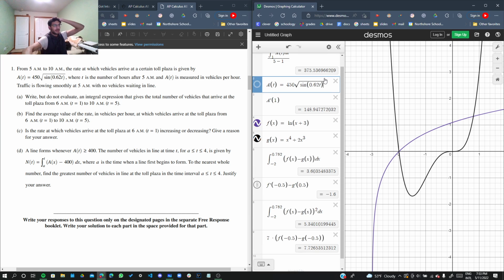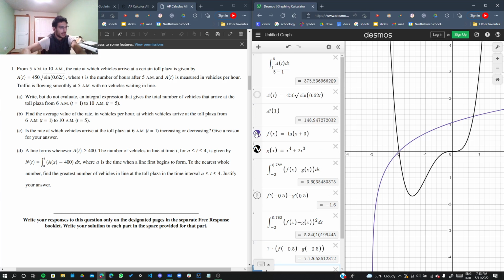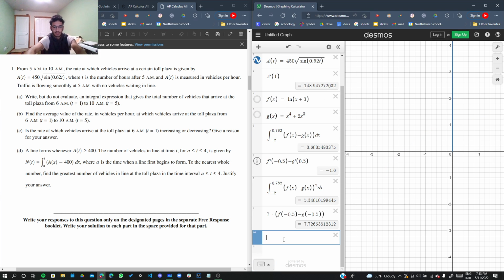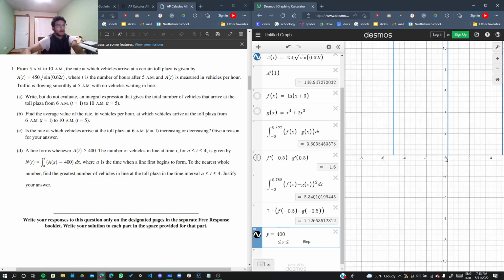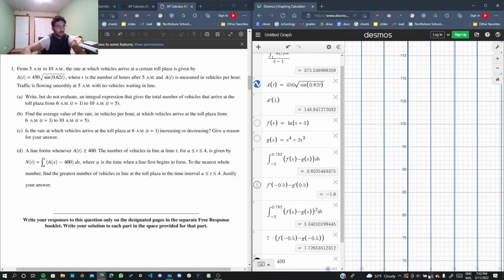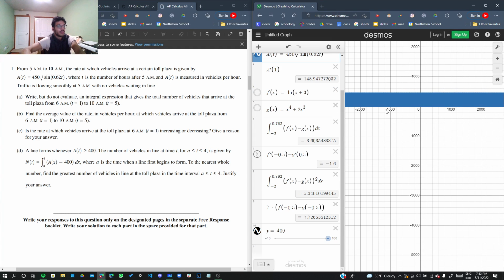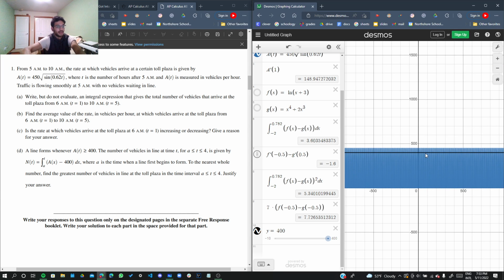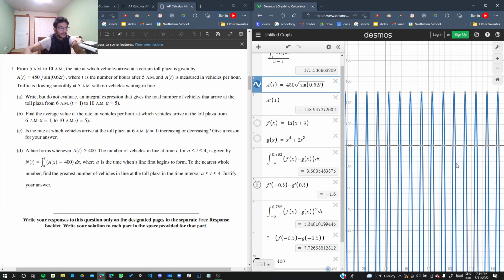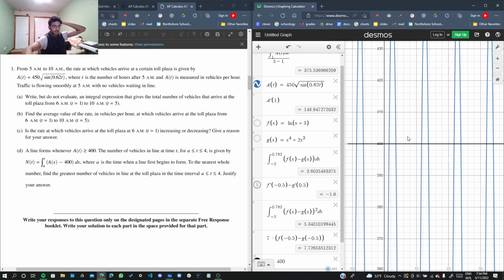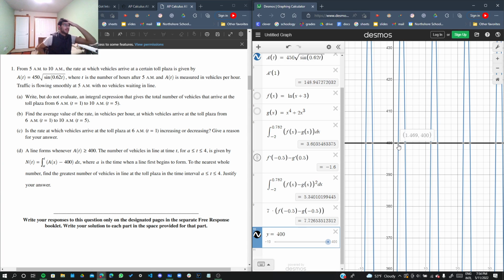So now we need to see, let's get rid of this f of x and g of x. Let's just say y is equal to 400. Where is 400? Is it even seen? Can you even see this? Oh, there we go. So let A be the first time. So that's 1.469, right? So what we're now trying to do is find what is this time? 3.598.